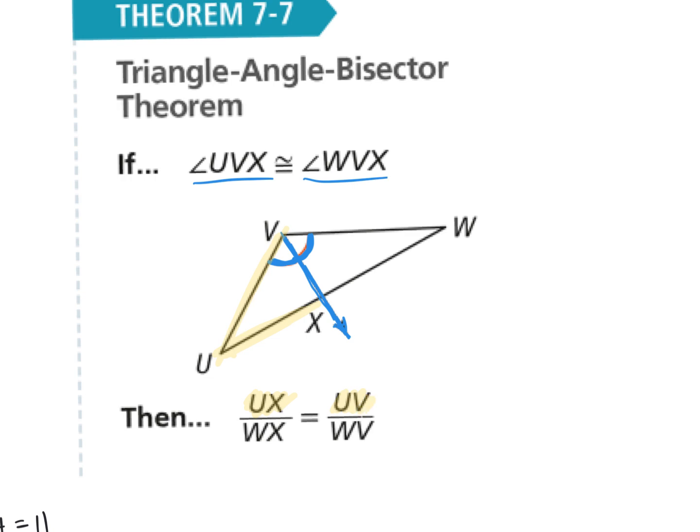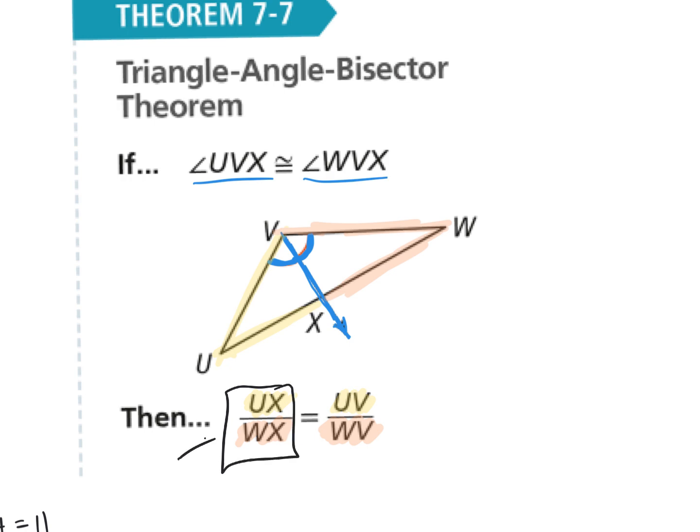So you want to take two of the segments that are on one side of the angle bisector and put both of those up top. Now down below, you're going to match them up with the other side of the angle bisector. In this case, we have the sides WX and WV. To make sure that you get these in the correct location so that your proportion actually works, let's look at the first fraction. Within the first fraction, we have UX over WX.